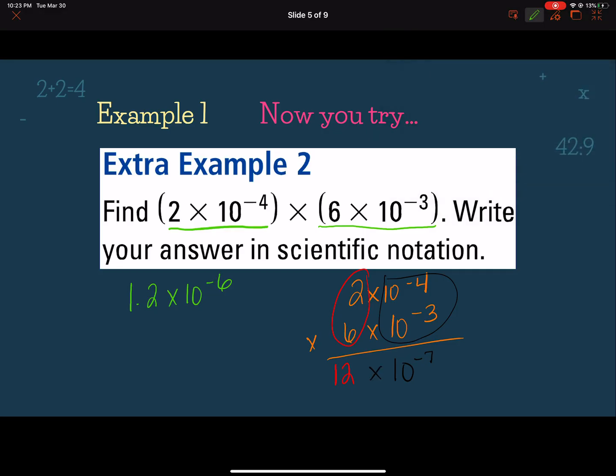But that can't be my final answer because 12 is bigger than 10, and my factor has to be between 1 and 10. So that's where the 1.2 comes from. And because I moved this decimal place over once, I would have to add 1 to this exponent, making it a -6. So you will get that in the calculator. I absolutely want you to use the calculator, but you have to know how to use it. It's a lot of buttons. You have to be really familiar with it. So ask now if you need help.